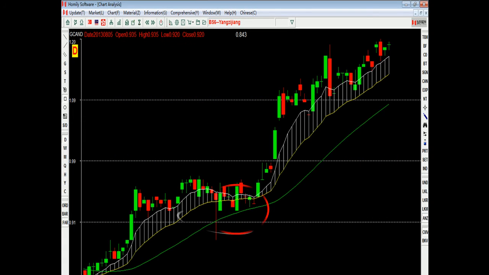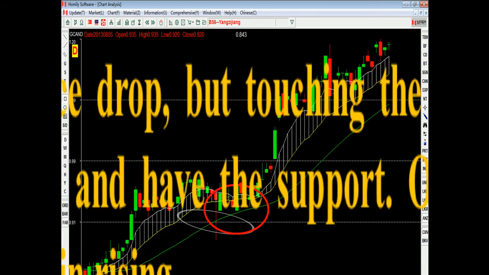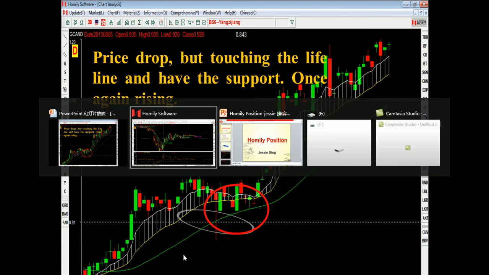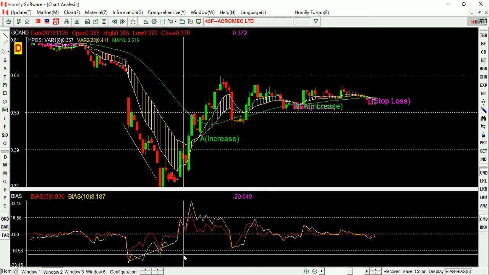So the next one: the price drops, but touches the lifeline, the green line, and has some support, then you can buy again. If you see the price drop and touch the green line, you would buy again, because the green line is still up. Okay, so you learned about this first tactic of holding position.